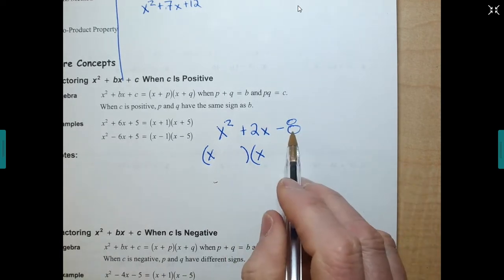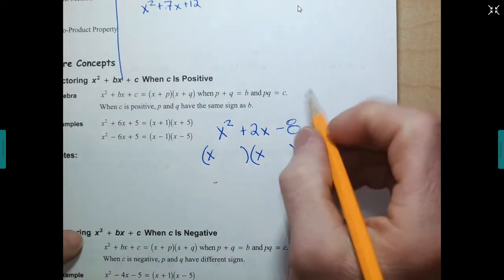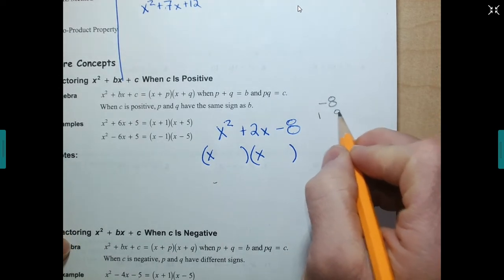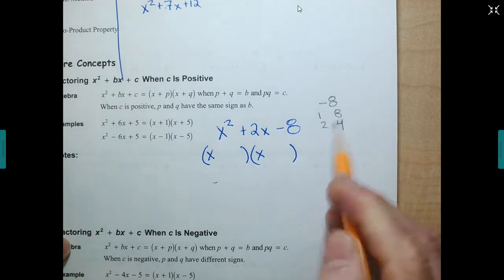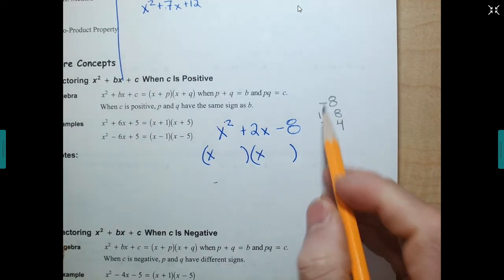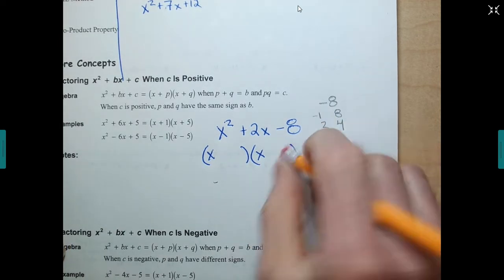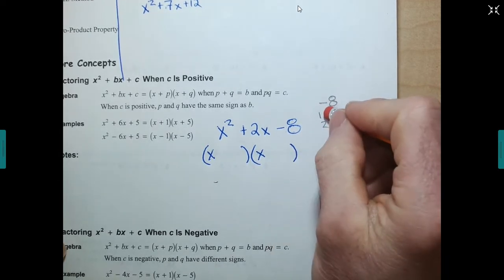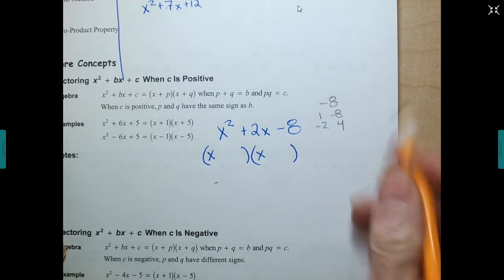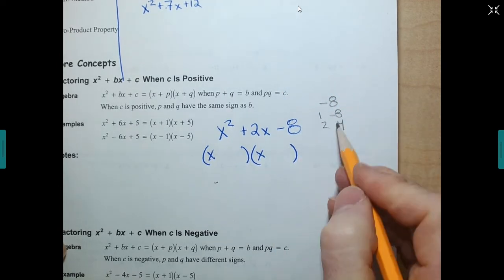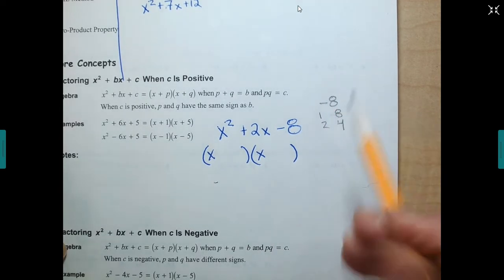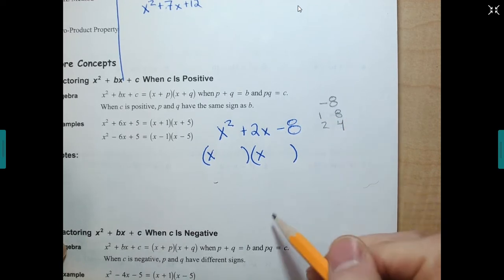Now, my last numbers have to get me to a negative 8, so I'm going to list the factors of 8: 1 and 8, 2 and 4. I'm just writing 1 and 8 and 2 and 4 because I could have negative 1 and positive 8, or positive 1 and negative 8. I could also have negative 2 and positive 4, or positive 2 and negative 4. So I can put the negative on one of each pair.